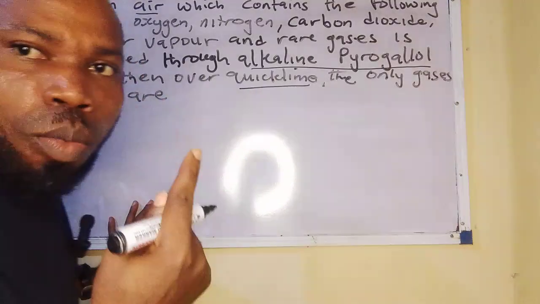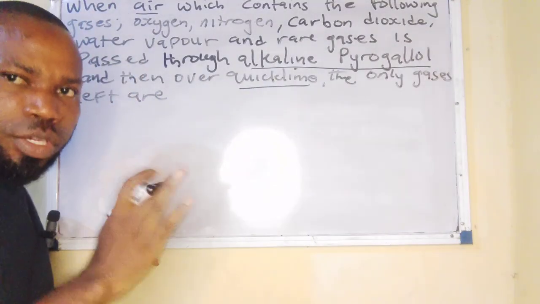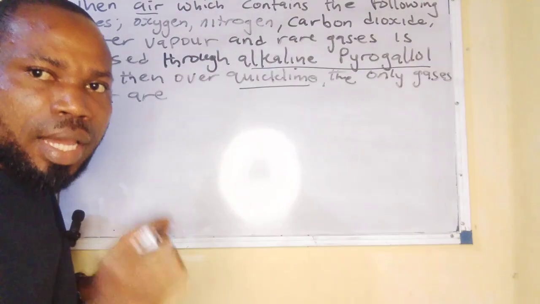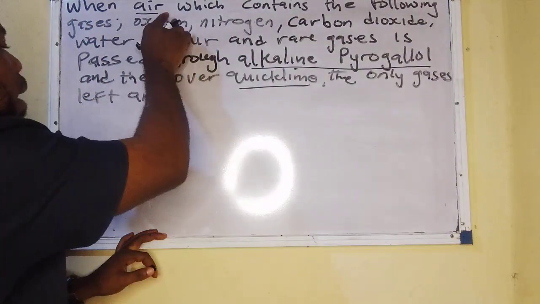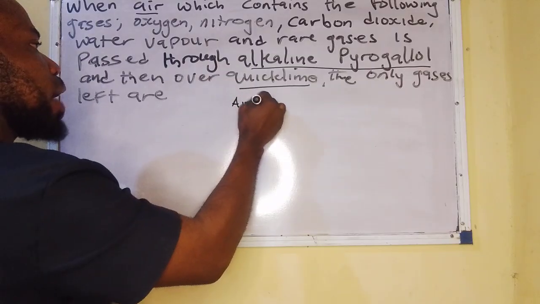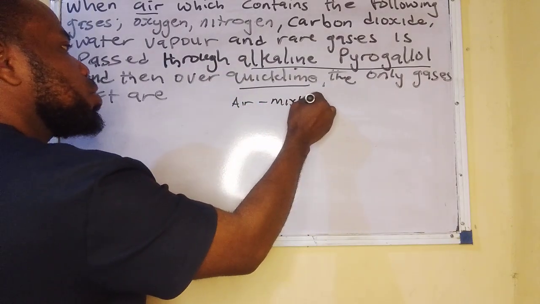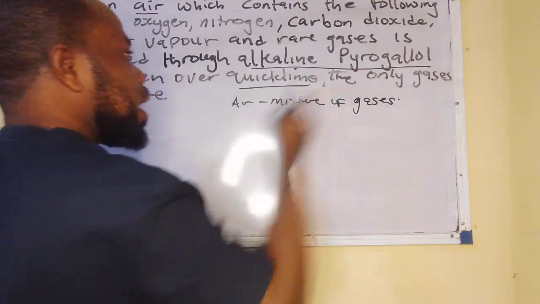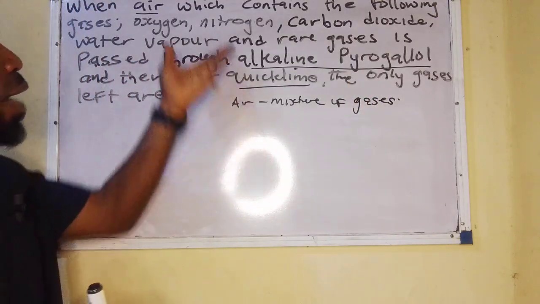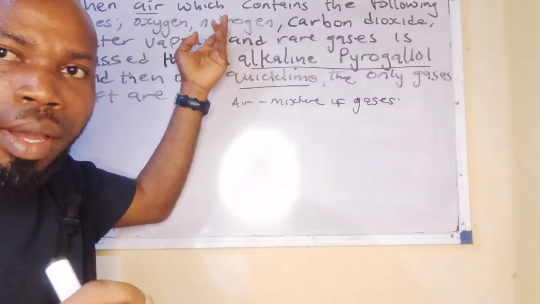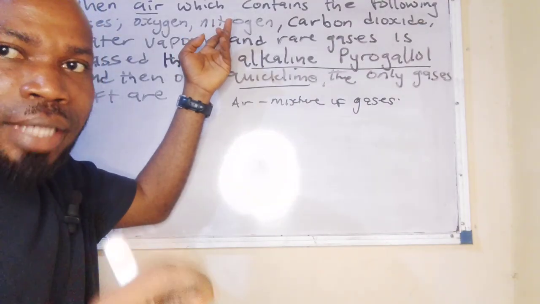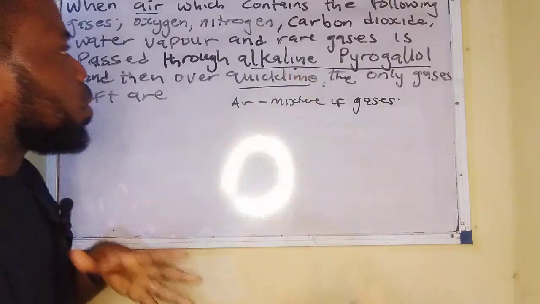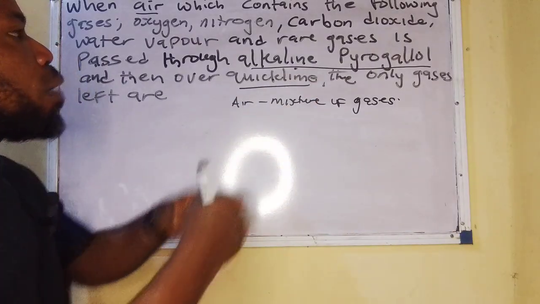Now, there's something that we must pay attention to while we are analyzing questions like this. First, that's why I underline those keywords in the question. They said air. Remember, please pay attention that air itself is a mixture of gases. Nitrogen is in air, and nitrogen makes up the highest percentage of gas in air, followed by oxygen, and of course we have carbon dioxide, we have water vapor, and we also have rare gases.